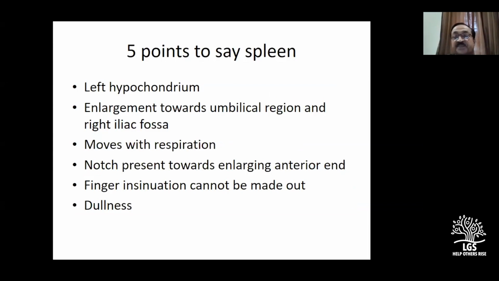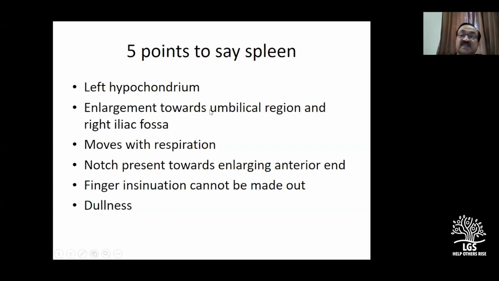Just to remember, we are only repeating. Spleen, typical site is the left hypochondrium. But remember a common mistake: don't examine the spleen under the costal margin and say the spleen is palpable. No, the spleen is not palpable under the costal margin. Spleen is a more lateral structure. Common mistake is to feel it in the costal margin area. No, that is wrong. Go a little away.